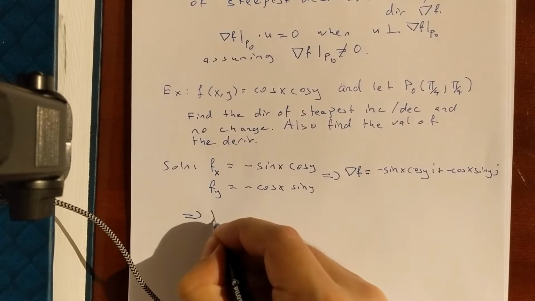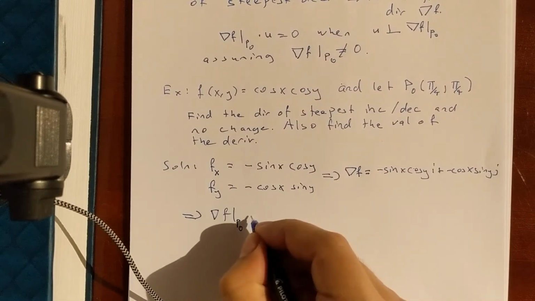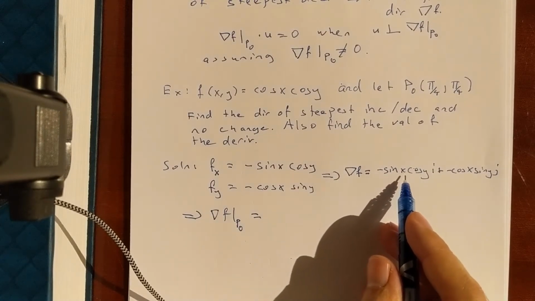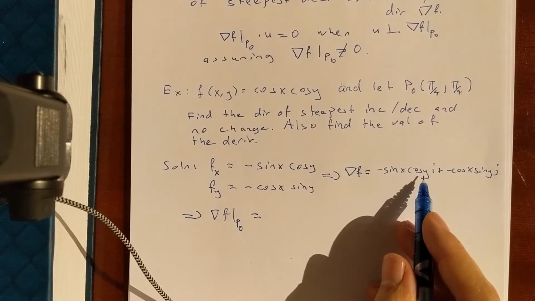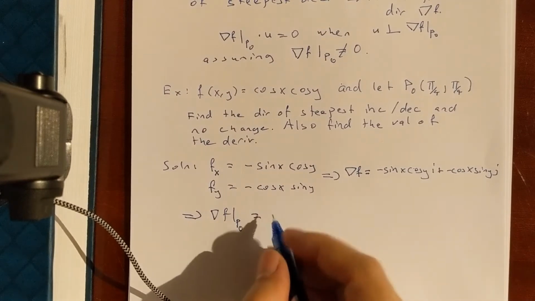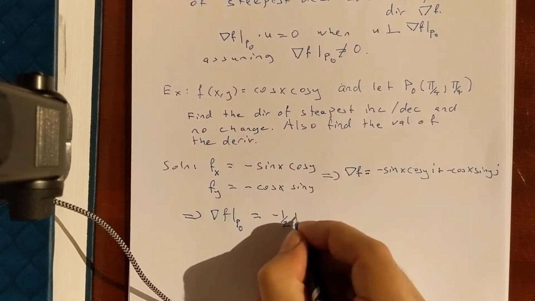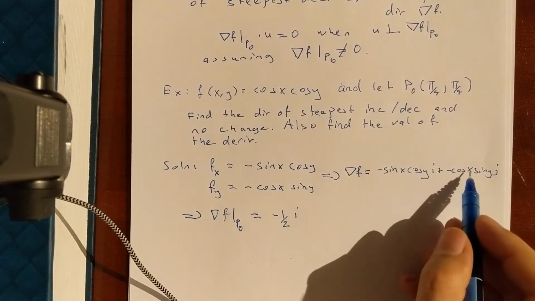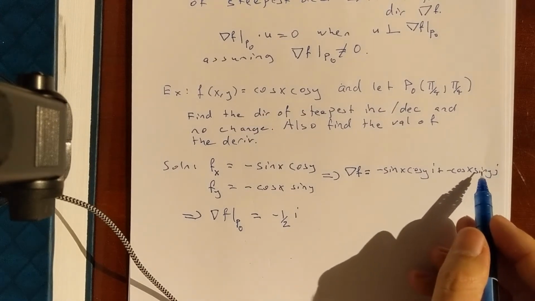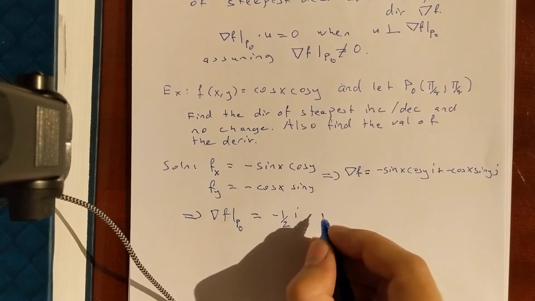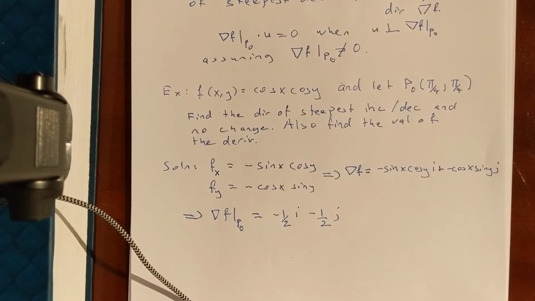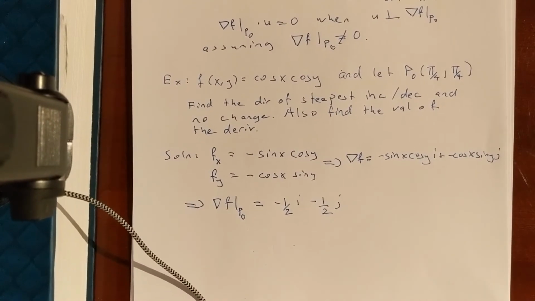So we're going to get the gradient of f evaluated at this point p naught is going to be, let's plug in pi over 4, right? That's going to be square root 2 over 2, square root 2 over 2. So we're going to get 2 over 4, which is just 1/2. So we get minus 1/2 i, plus, let's plug it in here, we're going to get square root 2 over 2, square root 2 over 2. Again, that's 1/2, and there's a minus again. Minus 1/2 j. Okay, so this is the gradient vector evaluated at that point.